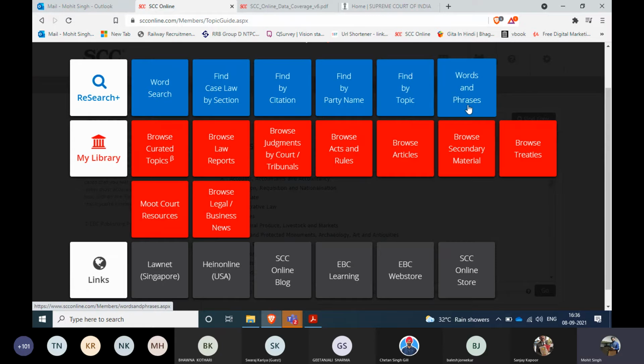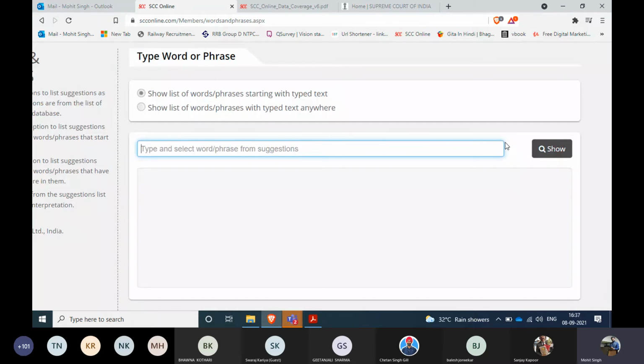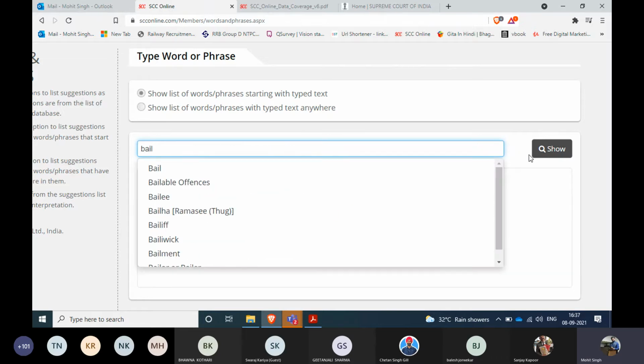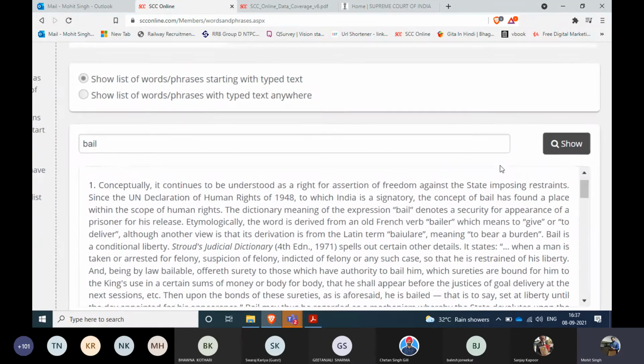Then we have words and phrases over here. Words and phrases is a legal dictionary of SCC Online, and basically it gives you the legal meaning of any legal word which you type in. No, it does not take the information from Wikipedia or from any other third-party websites. What we do over here is, in order to give you the meaning, we take the meaning literally from the judgment. So for example, I have typed this word bail for you.